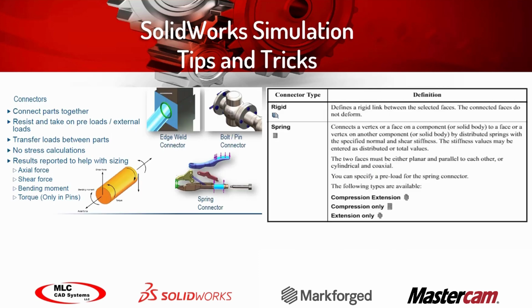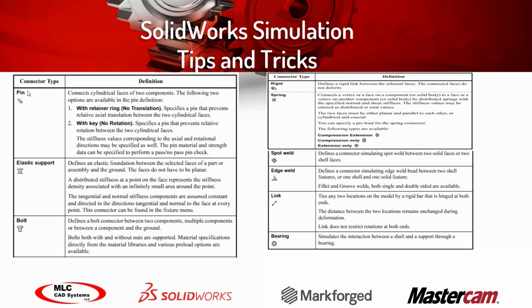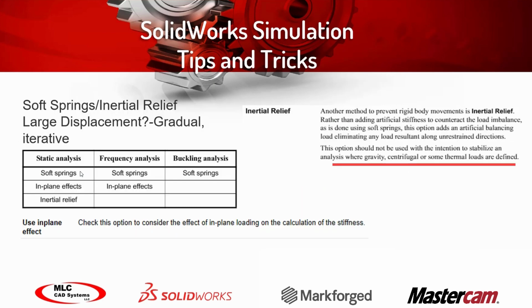Got a couple slides here on those connectors that I just mentioned. You can get results for pins if you're trying to size pins, specify whether you've got retaining rings or not, without having to mesh it again. That's taking advantage of the connectors. We've got rigid connectors, spring connectors, the pins that I just mentioned. We've got elastic supports, bolts, welds, links, and bearings.